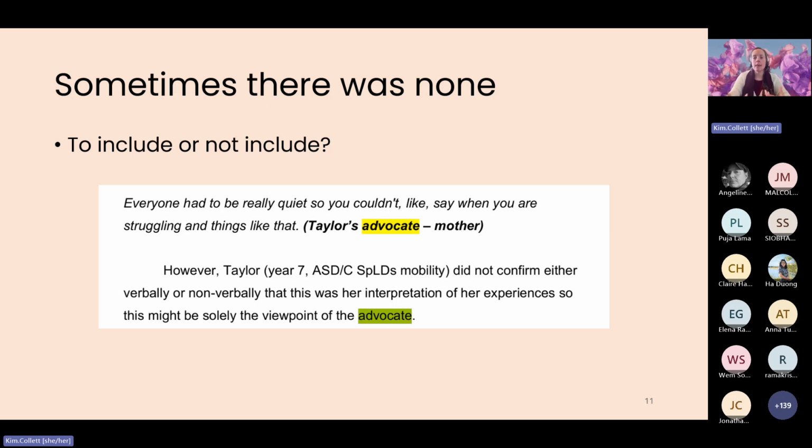So it added insight, it added some information, it added some context, but it was really important to make sure that it was very clear that this was the advocate speaking without confirmation from the participant. I didn't want to misrepresent their voice. I didn't want the use of advocacy to lead to a situation where they were being misrepresented through the way that I portrayed what was said and how that fed into my themes.